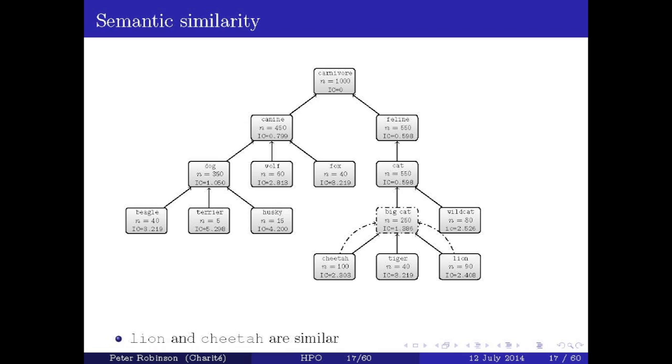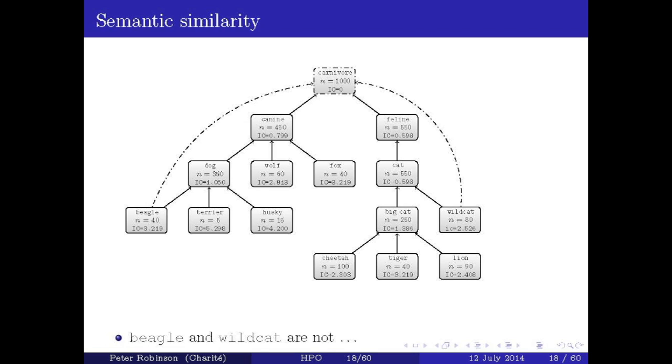Well, we go to the most specific common ancestor, which is big cat, and we take its information content. So there are some other ways of doing it, but this is the easiest way. And if I want to know how similar are beagle and wildcat, well, the most specific common ancestor is already at the root. And since this has inherited all of the annotations of everything, its frequency is 1, and the logarithm of 1 is 0, so it's got no information content. So these are not at all similar.